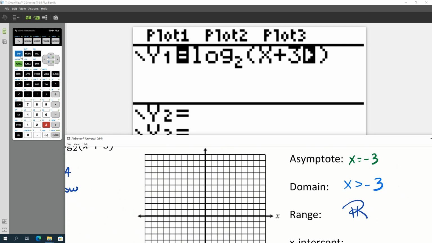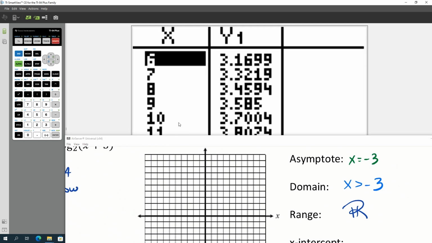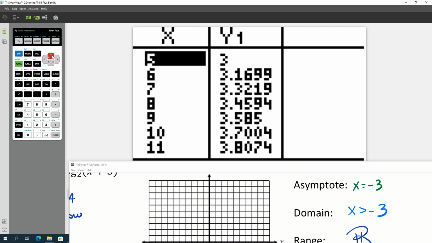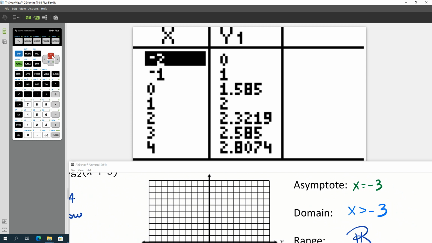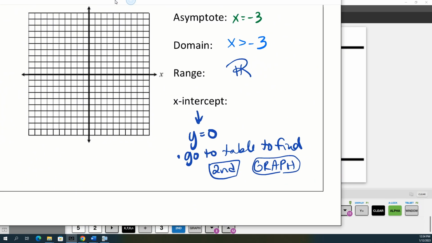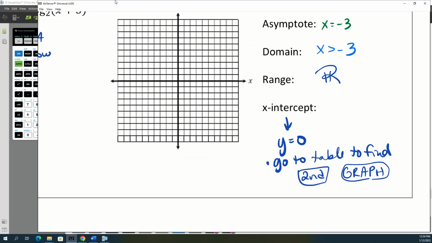Okay, so I'm going to do second, graph, and then I'm going to scroll. Whoops, I'm going the wrong way. I'm going to scroll until I see where the y is 0. Oh, there it is. So the y is 0 when x is 2. Oh, sorry, x is -2. So that's going to make our x-intercept be the point -2, 0.